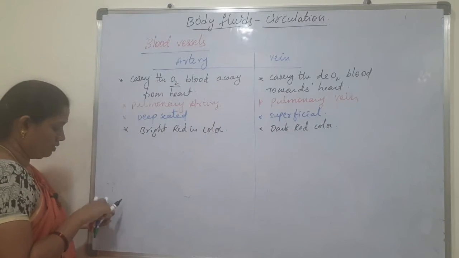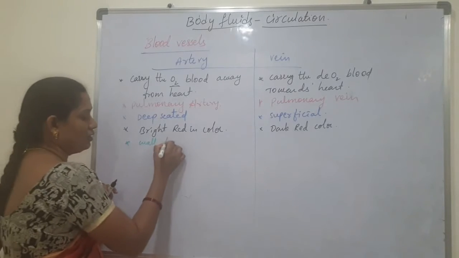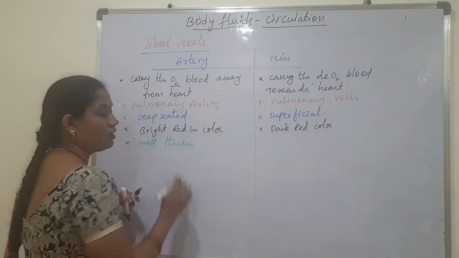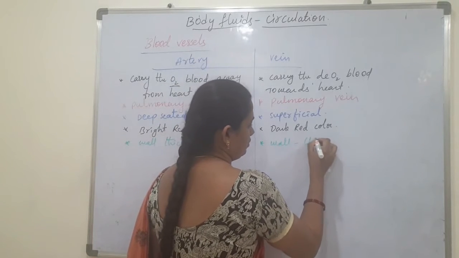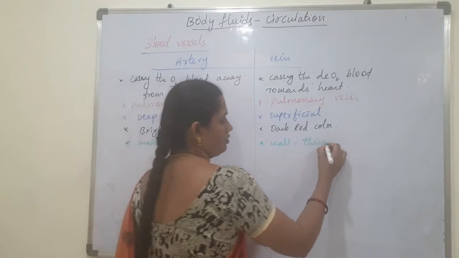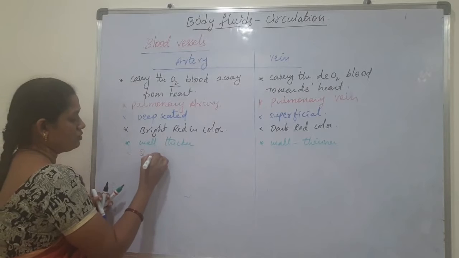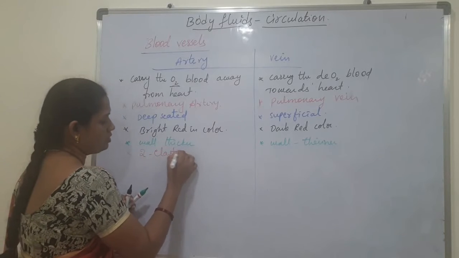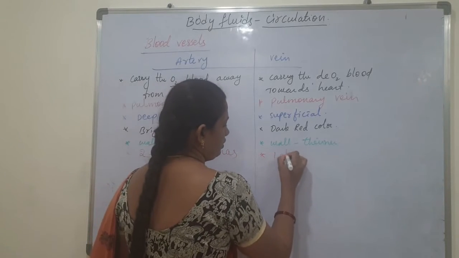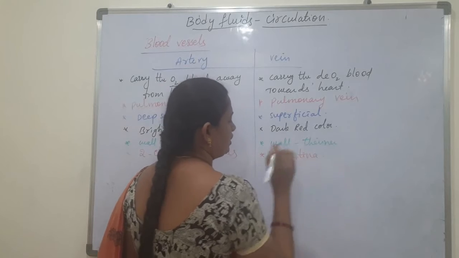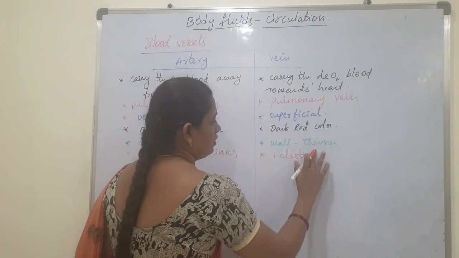Next, the wall. Already we have learned the wall of the artery is thicker than the vein. Here the wall is thinner. Next, in arteries two elastin laminas are present. Here, in veins, only one elastin lamina is present.